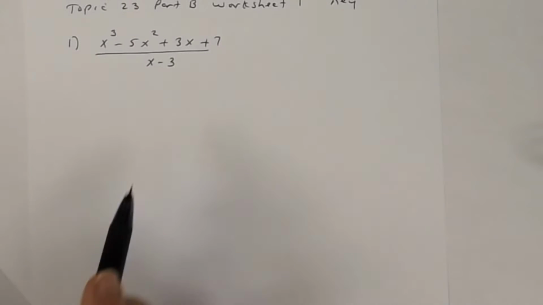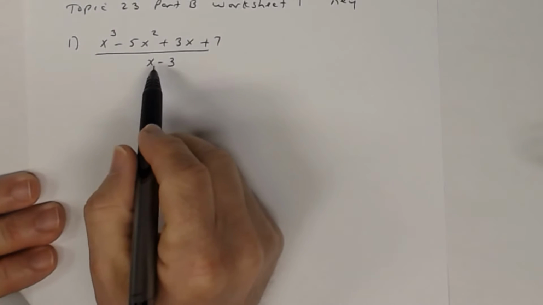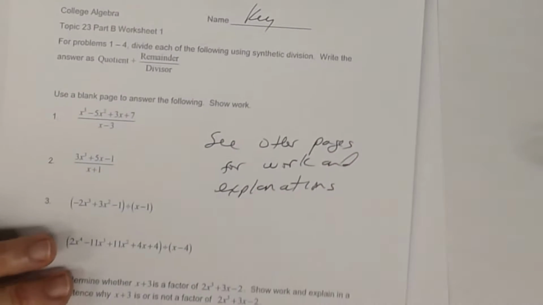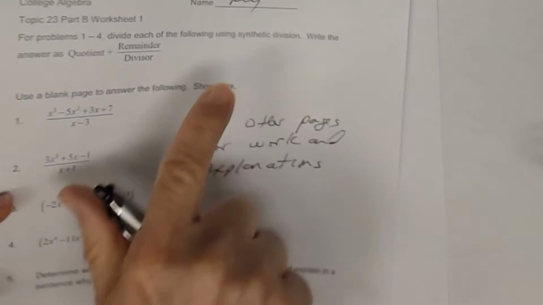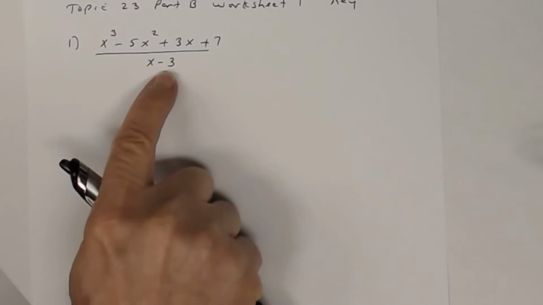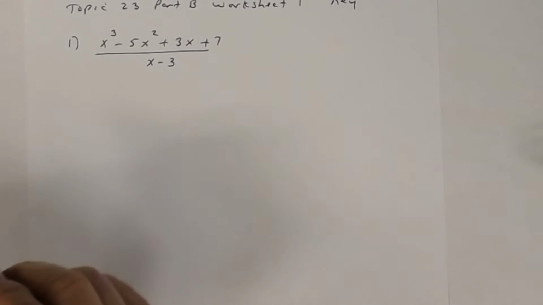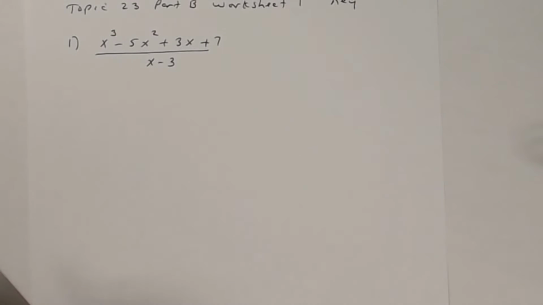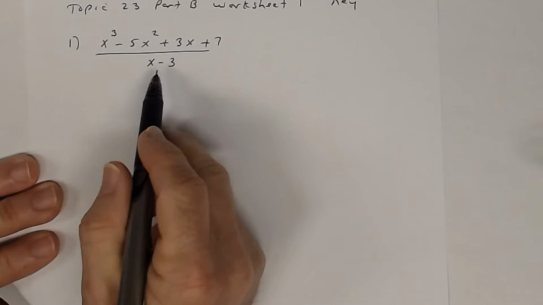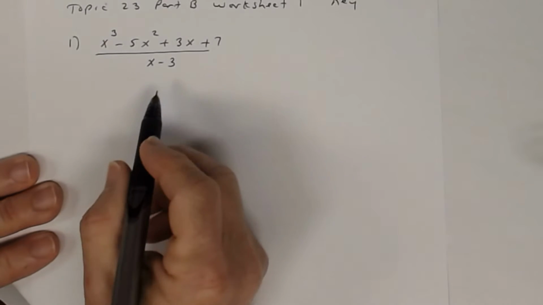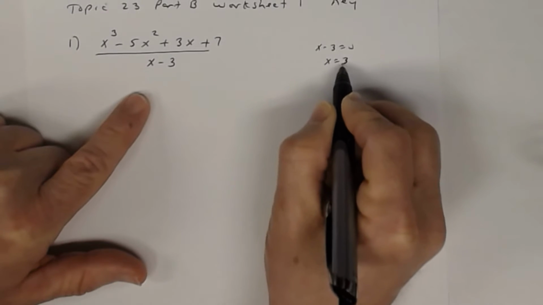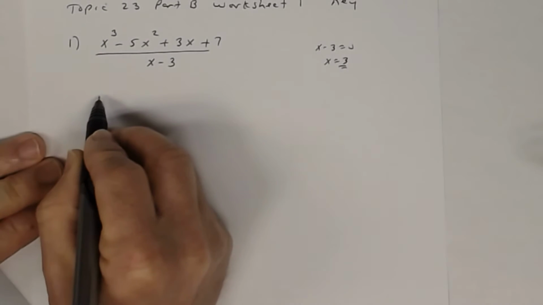In number 1, you have this polynomial divided by this linear factor, which is x minus 3. Notice the directions say using synthetic division, so your divisor, your denominator, needs to be a linear factor, and the coefficient of x needs to be 1. That's the only way you can use synthetic division. Remember the process for your denominator: take that denominator and set it equal to 0, and when you solve for x, this is the number, the 3, that you're going to use.